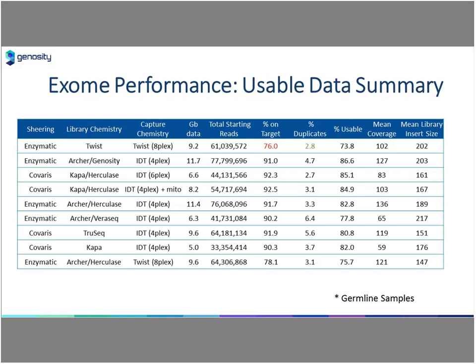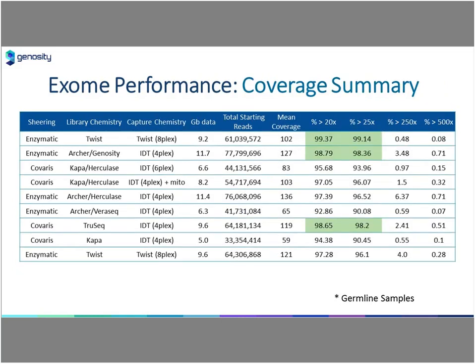Overall, the other metrics are fairly consistent in terms of percent usable, somewhere between that 70 and 85% range, and mean coverages. Where the data really began to impress us is when we look at the actual percent of the target region that is covered to a minimum threshold. So what I've got highlighted in green here is anywhere where we had over 98% of the target region covered to that minimum coverage threshold.